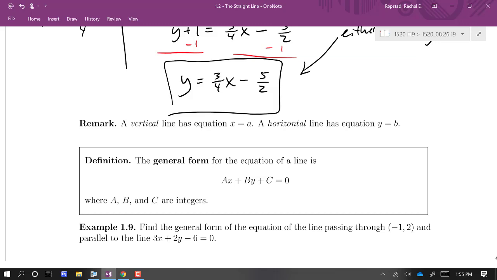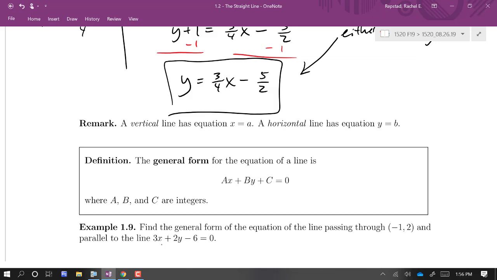We want to find the general form of the equation of a line passing through the point -1, 2, and parallel to this line they give us. Note they ask us for the general form. I'm going to take that request and set it aside till the end. I'm never going to start by trying to find the general form. What I'm going to do is just find the form of the equation, and then I'll use algebra to get it into the general form.